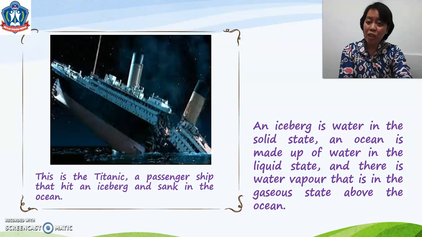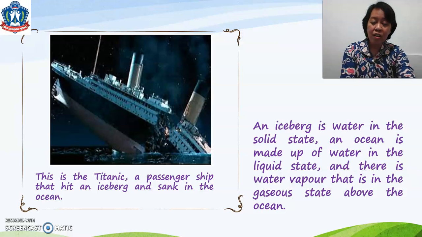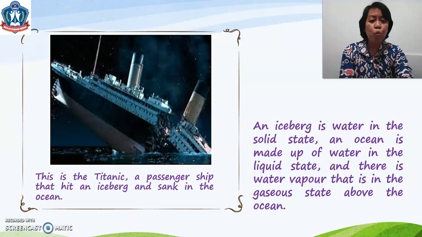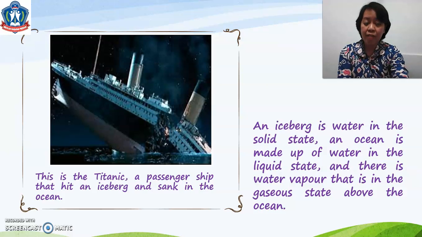Okay, so to start with, I have here a picture. I'm sure you are familiar with this picture. It is a passenger ship that hit an iceberg and sank in the ocean. And this ship is called the Titanic, right? So what is an iceberg, my friends? An iceberg is water in the solid state. An ocean is made up of water in the liquid state, and there is water vapor that is in the gaseous state above the ocean.